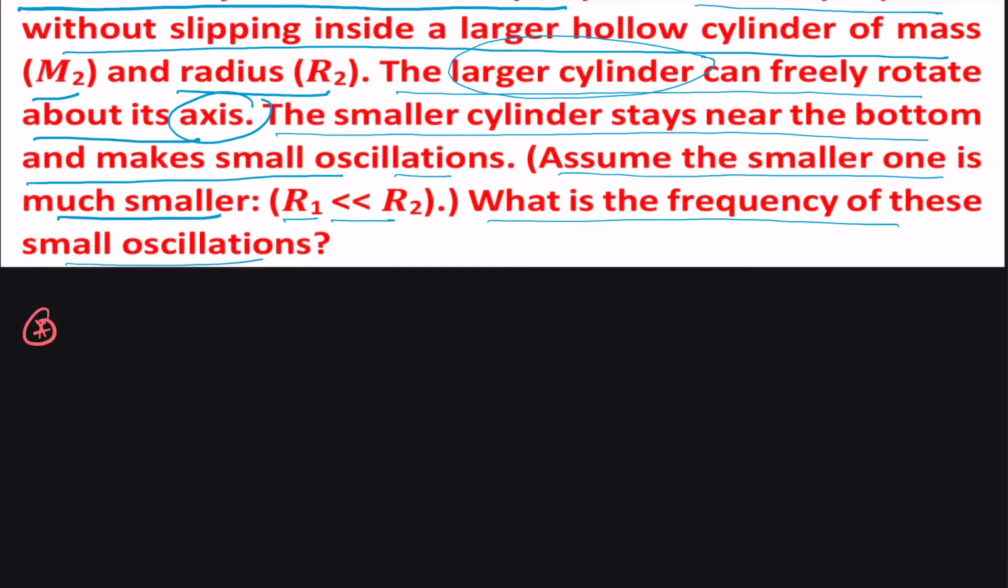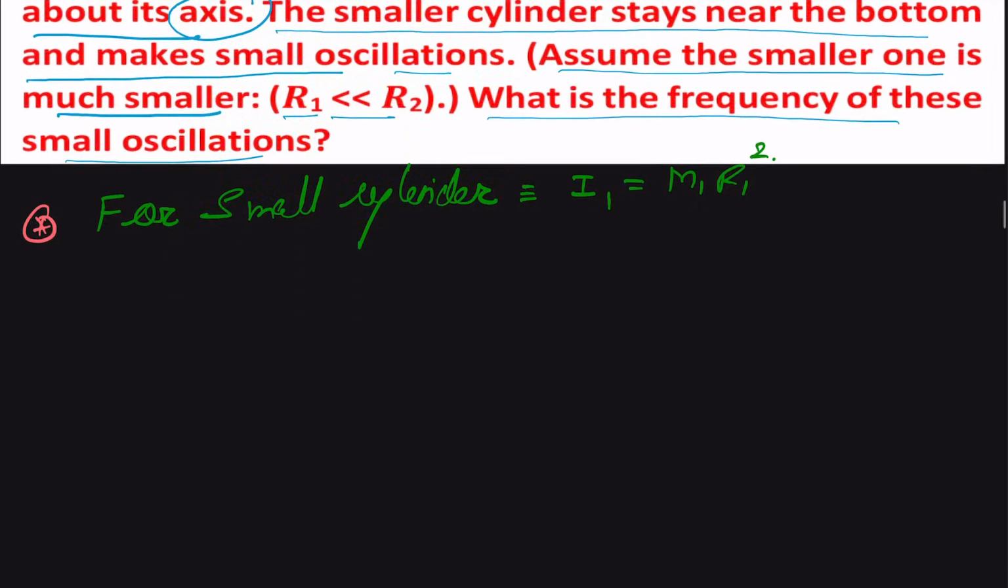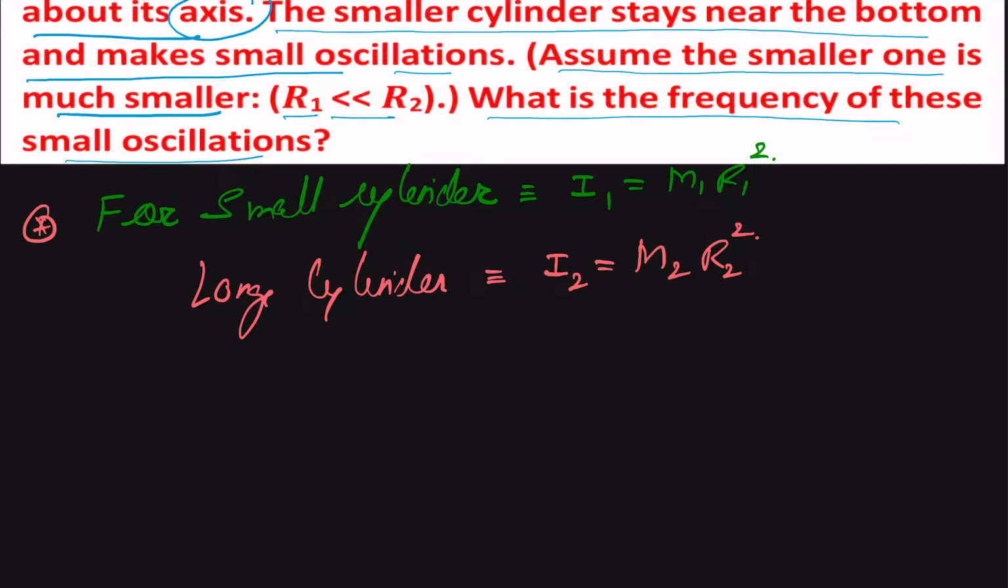So we start with our smaller cylinder. For the small cylinder, mass is given as m1, radius is r1. Therefore, we can write its moment of inertia is equal to m1 r1 square. And for our large cylinder, we can write that our I2 is equal to m2 r2 square. And in the question it is also given that the radius r1, that is the smaller cylinder, is very much less than r2. So we have to keep this in mind.